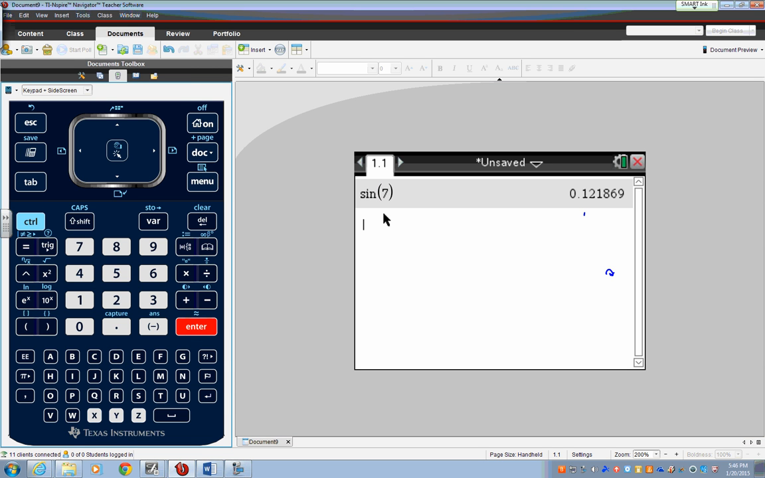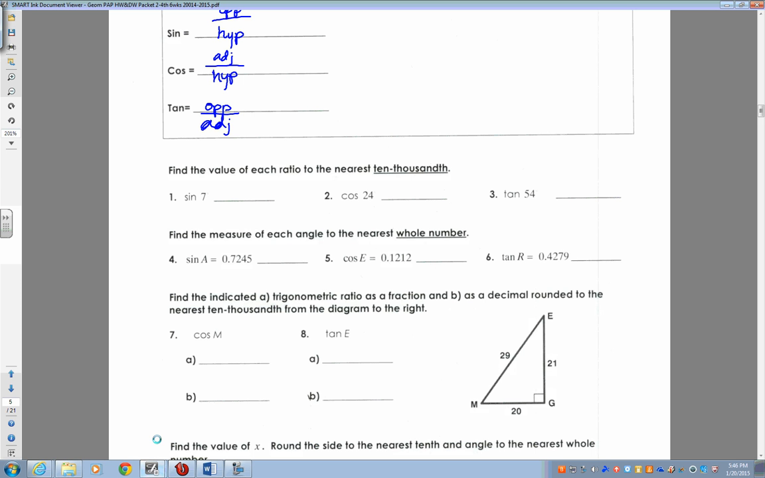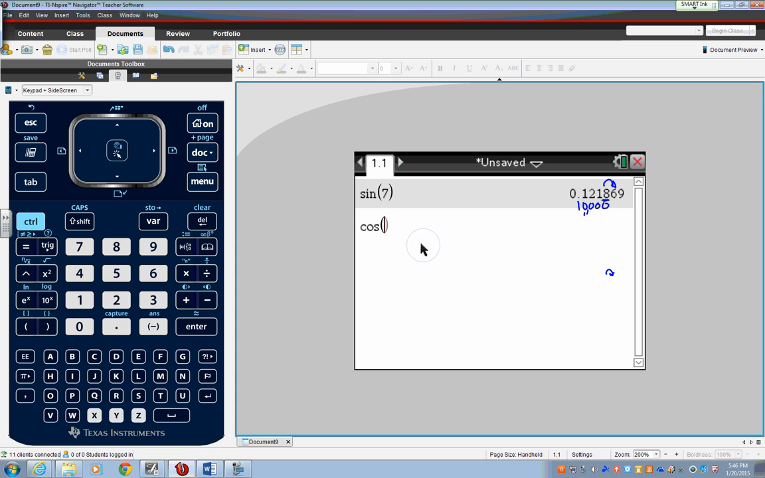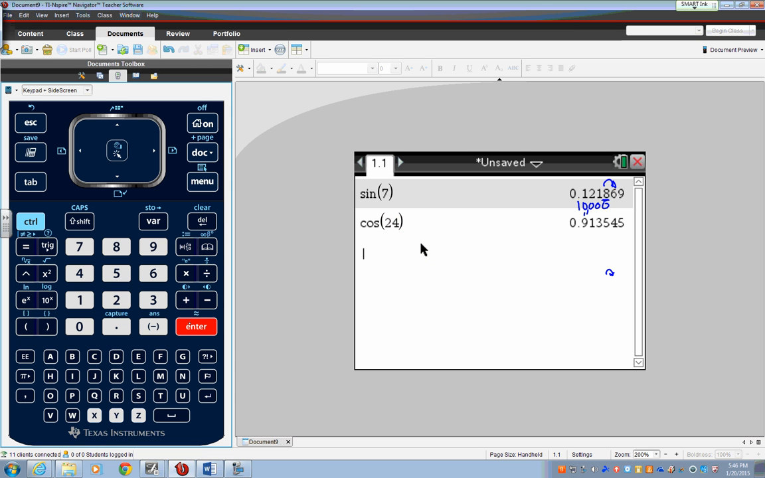And we're going to round it to the nearest 10 thousandths, so that would be to the 4th decimal place. And we're going to look at the next decimal place to see if it's going to round up. So on our first one here, I just put it in the calculator, go back to our worksheet, and it will be 0.1219. Then we're going to do the same thing for the cosine of 24. So I'm going to go to trig, cosine, 24 degrees, enter, and we're going to round that to the nearest 10,000th, so that's 4th decimal place, and that will be 0.9135.